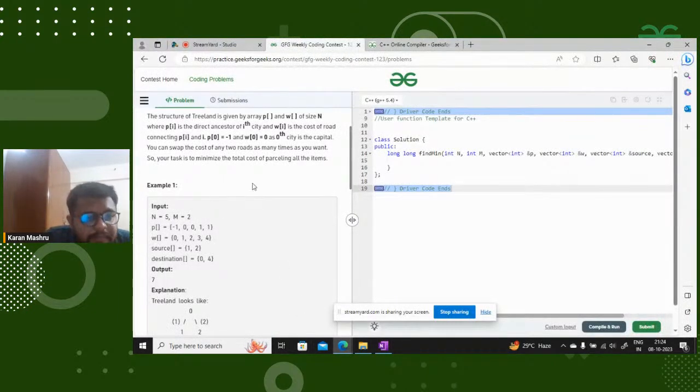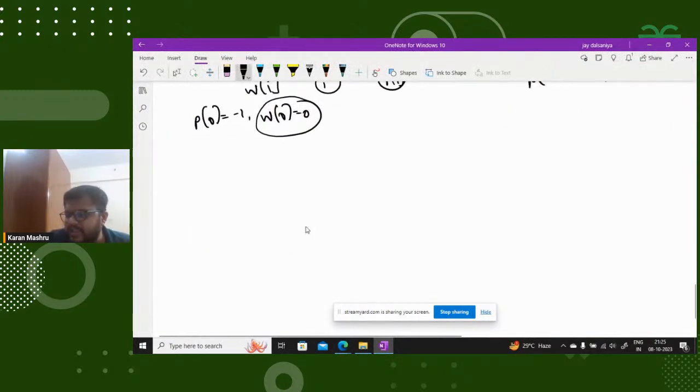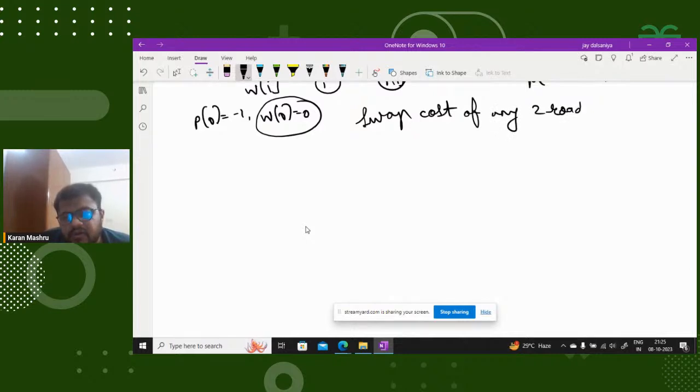You can swap the cost of any two roads as many times as you want. Your task is to minimize the cost of delivering all the parcels. So basically we can swap the cost of any two roads as many times as we want. If I have 10 roads, there will be 10 costs associated with these 10 roads, not considering the zeroth.